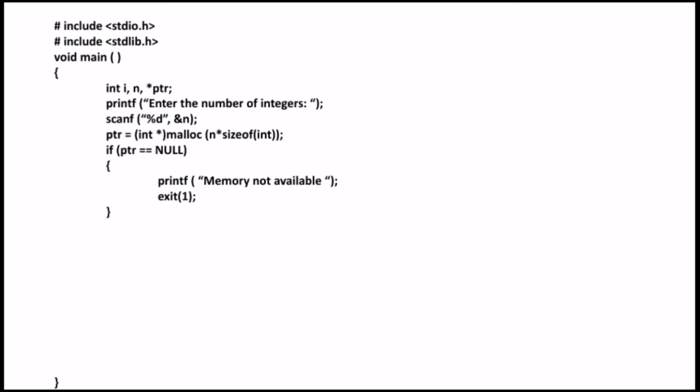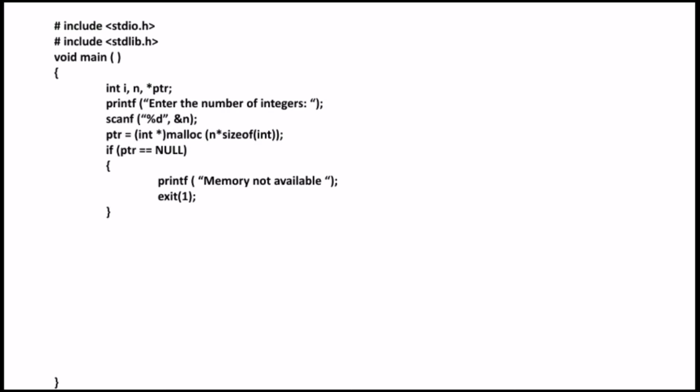So here, if ptr is equal to null, and the condition is true, that means obviously memory is not allocated. So it will print the message that memory is not available, and we will stop our program here only, because we are using this statement, that is the exit statement. This indicates that it will exit our program.